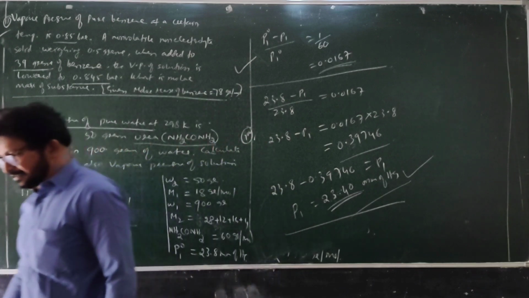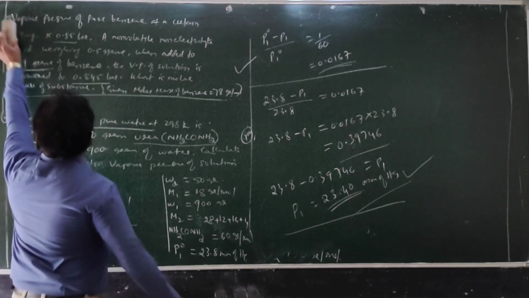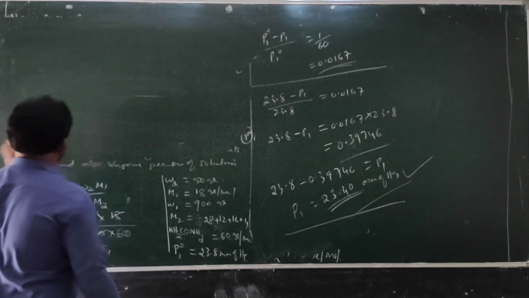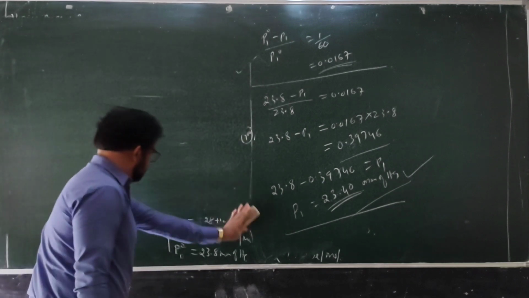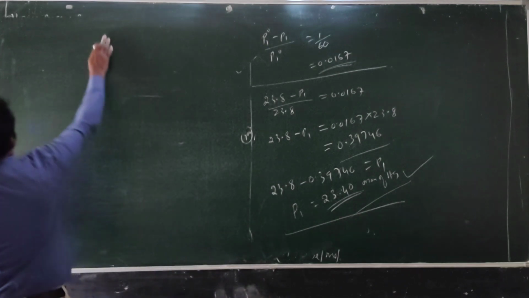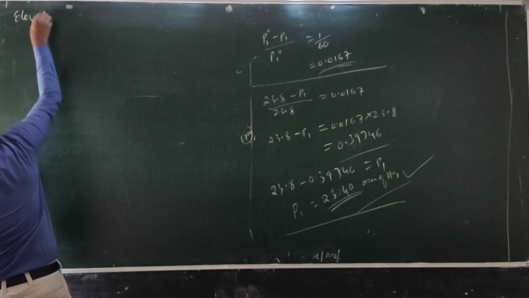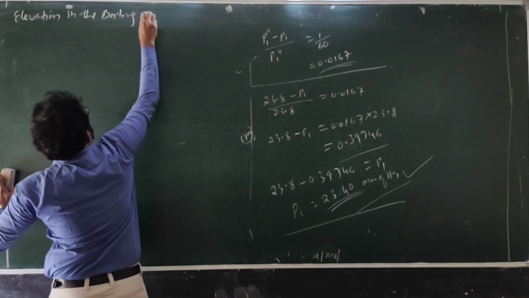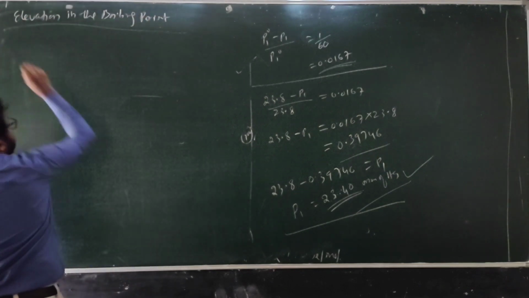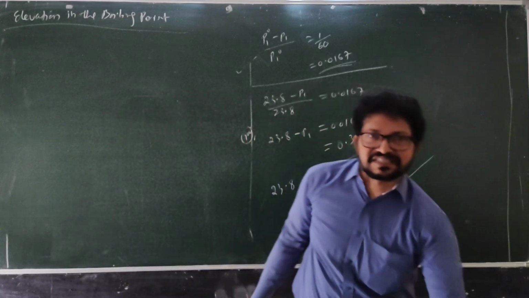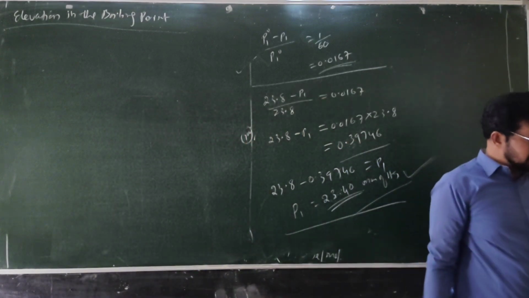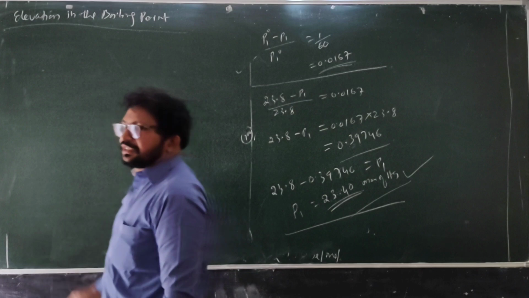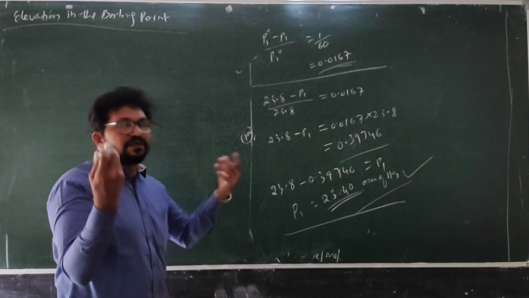Now one more colligative property I take. Second: elevation in the boiling point. Elevation in the boiling point. Elevation means increase, nothing more than that. Increase in the boiling point. Elevated means increased. See, try to understand the logic behind why it will increase.